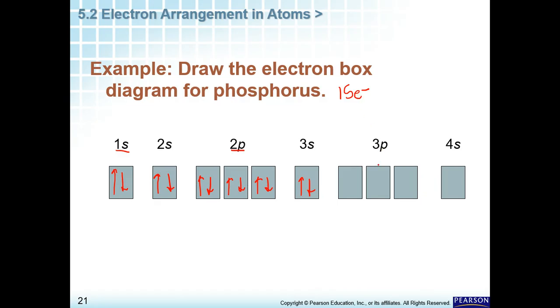If you're in 3p, notice there are 3 boxes. We have to put an arrow up in each first before we are allowed to pair down. You're going to note that when you put an arrow up in each, I've used 15, so I do not have enough to pair down, so I stop. So that is the electron box diagram for phosphorus.